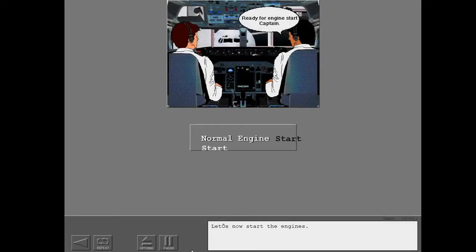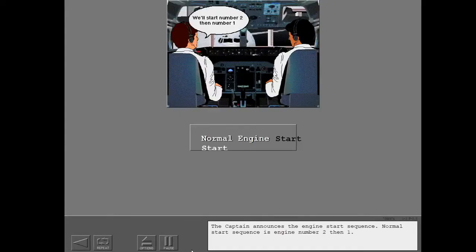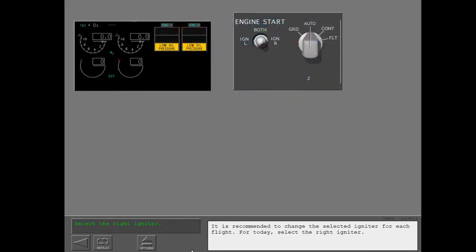Let's now start the engines. The captain announces the engine start sequence. Normal start sequence is engine number 2, then 1. It is recommended to change the selected igniter for each flight. For today, select the right igniter.